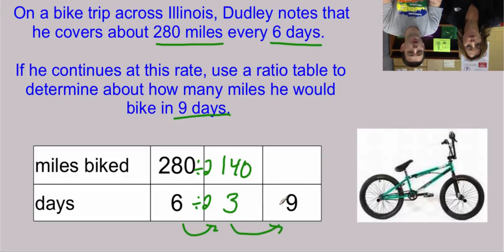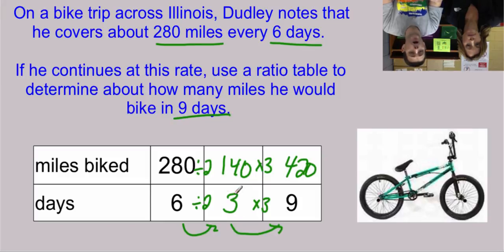Now I have to go from a 3 up to a 9. That means I multiplied times 3. So I could do the same thing here. 140 times 3 is 420 miles. So in 9 days he would go a total of 420 miles.